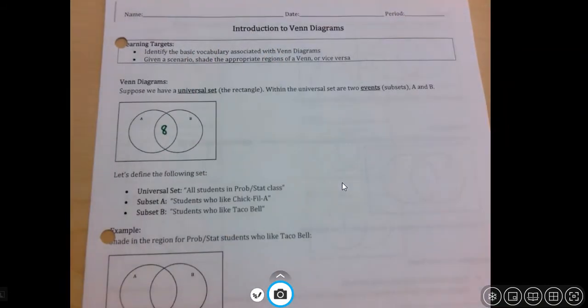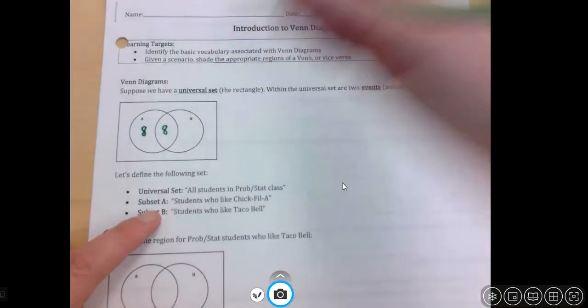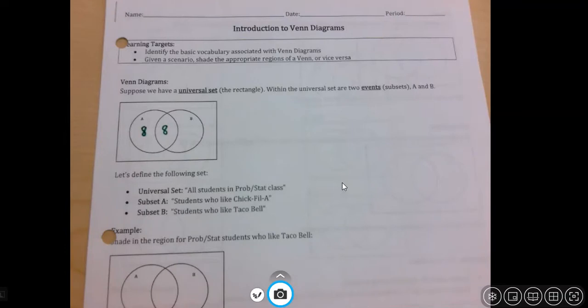Okay. If you like just Chick-fil-A, raise your hand. 1, 2, 3, 4, 5, 6, 7, 8. And what did we say is Chick-fil-A? Chick-fil-A is going to be A. So we have 8 in A. And if you like just Taco Bell, raise your hand. Anybody like just Taco Bell? Okay. So that was a 0.